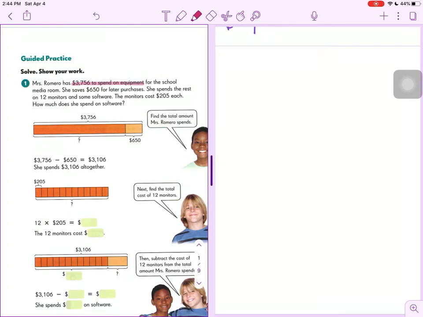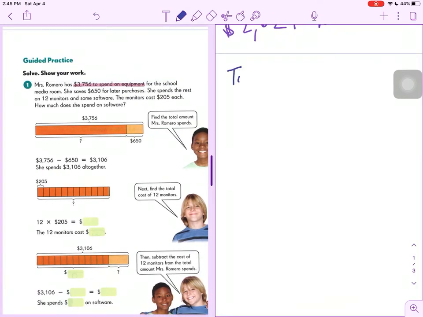All right, so for my benefit, I always have to read this twice just to really make sense of what they're saying. So I know that she has a total of $3,756 to spend on the equipment. She saves $650 for later purchases. She spends the rest on 12 monitors and some software. The monitors are $205 each. How much does she spend on software?